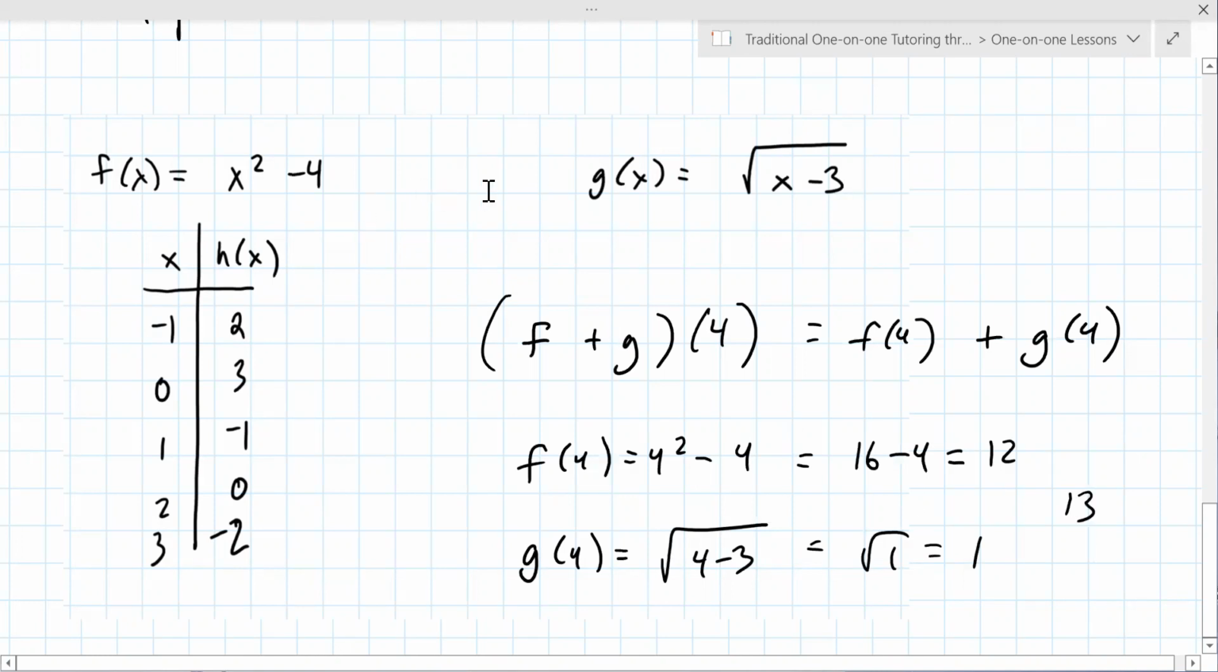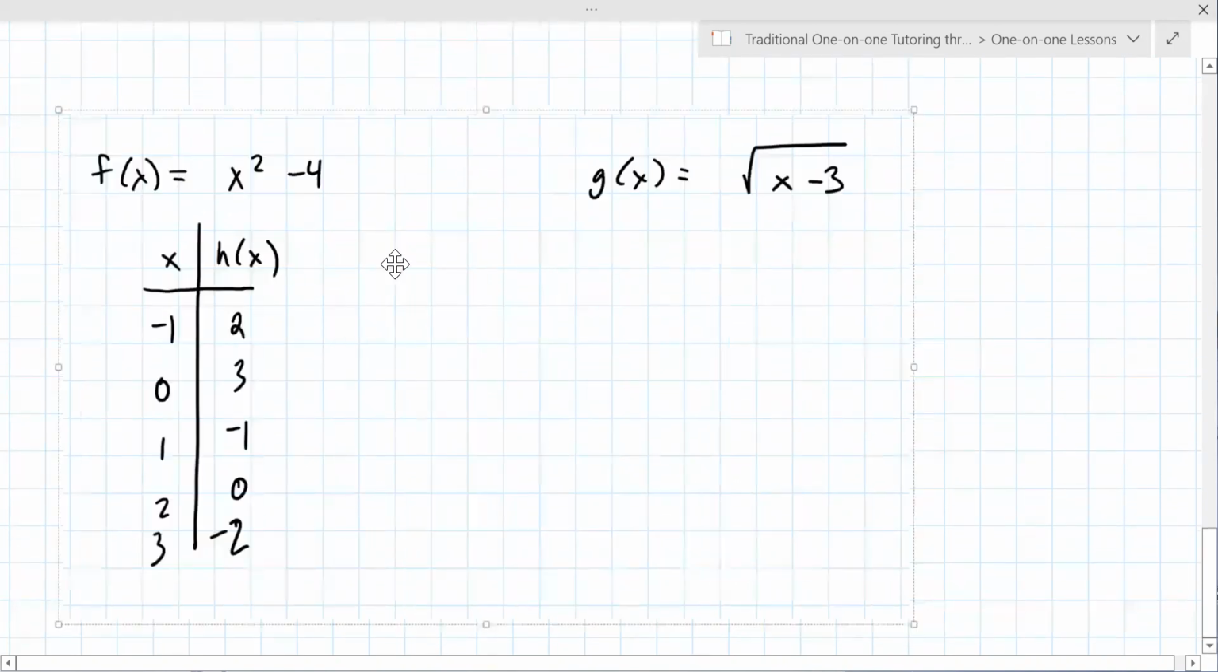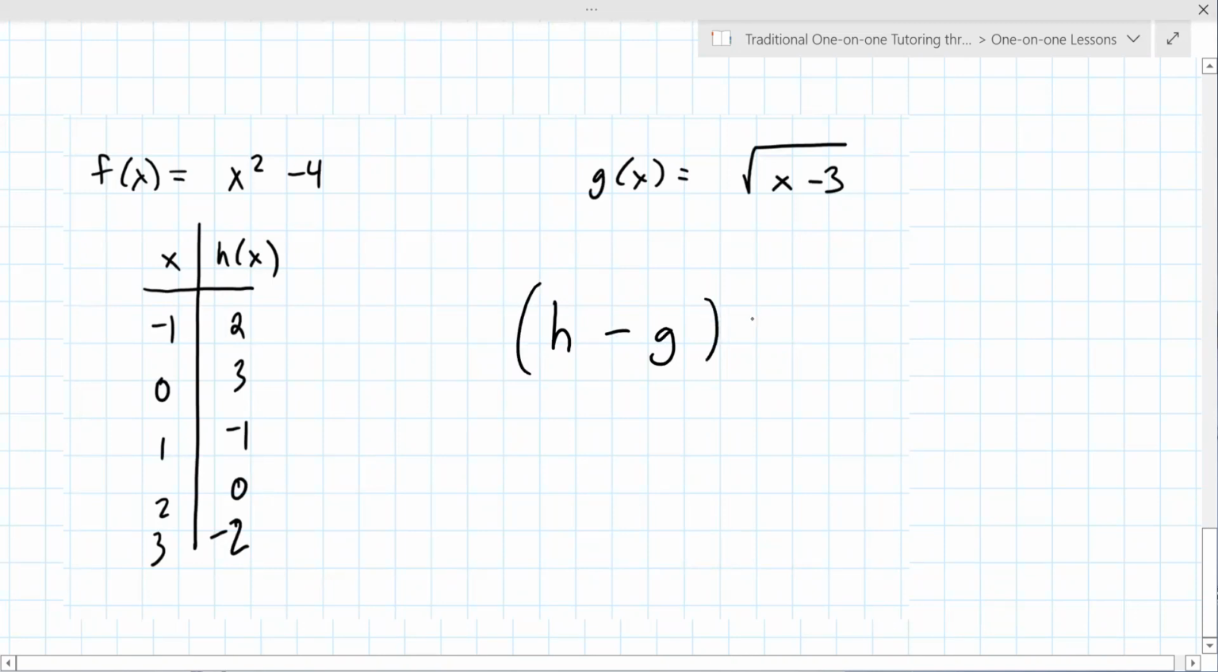Let's try another one here. Let's make it slightly different. There are a lot of variations on this question, so I obviously can't do them all for you, but let's do h minus g of 3.